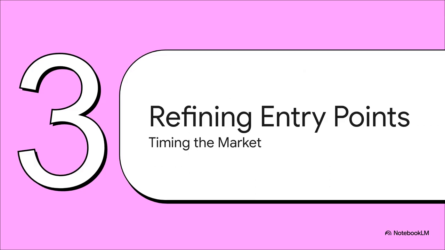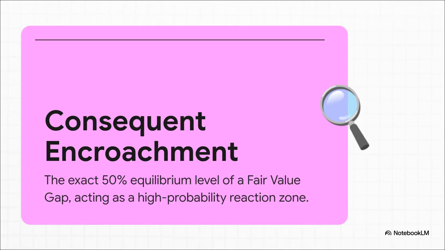Okay, into Section 3, refining the entry point. A lot of traders completely miss incredible setups because they're stubbornly waiting for price to perfectly retrace to the absolute extreme edge of their order block. But here's the secret. Institutional order flow doesn't always need full mitigation. Enter a concept called consequent encroachment. This is the exact 50% equilibrium level of a fair value gap.